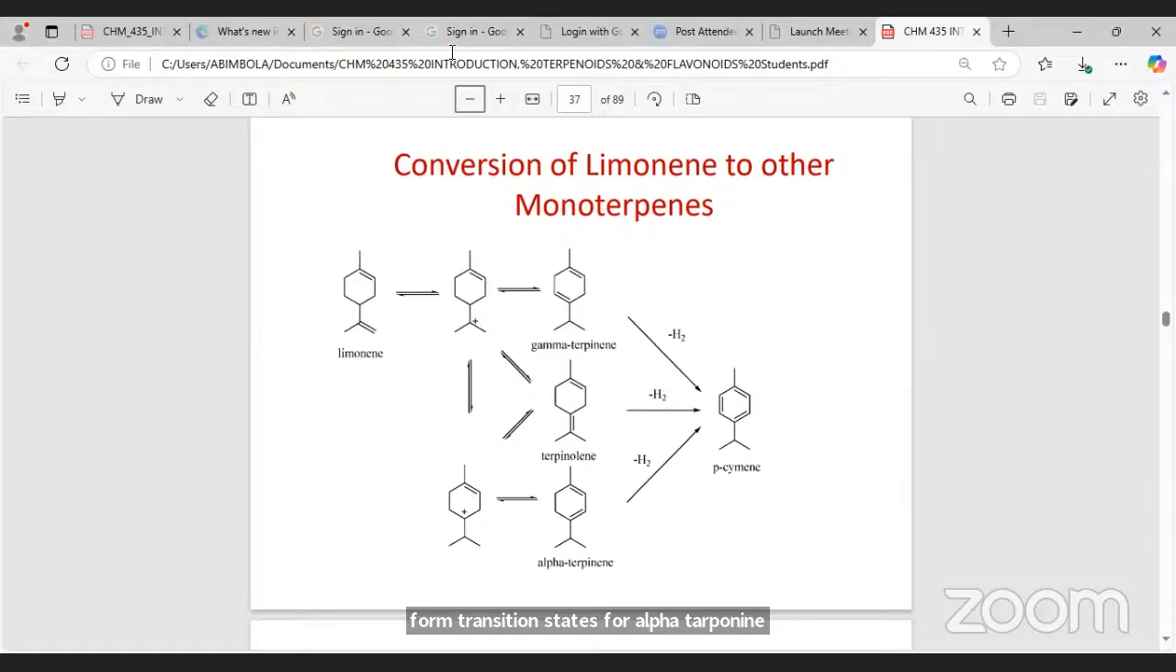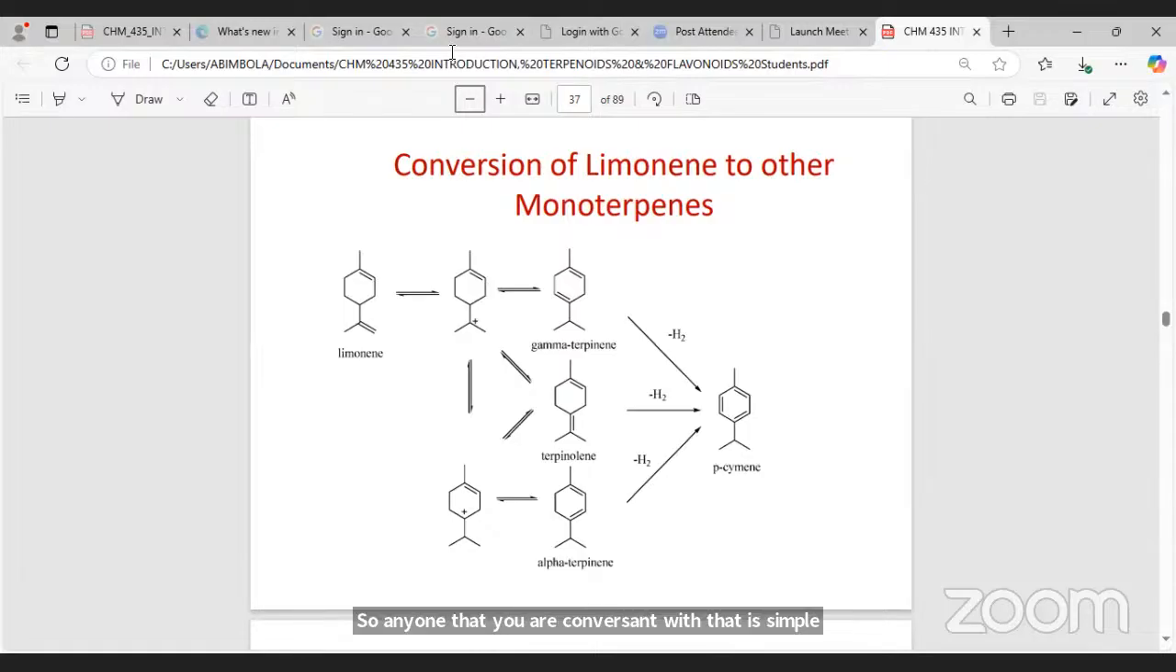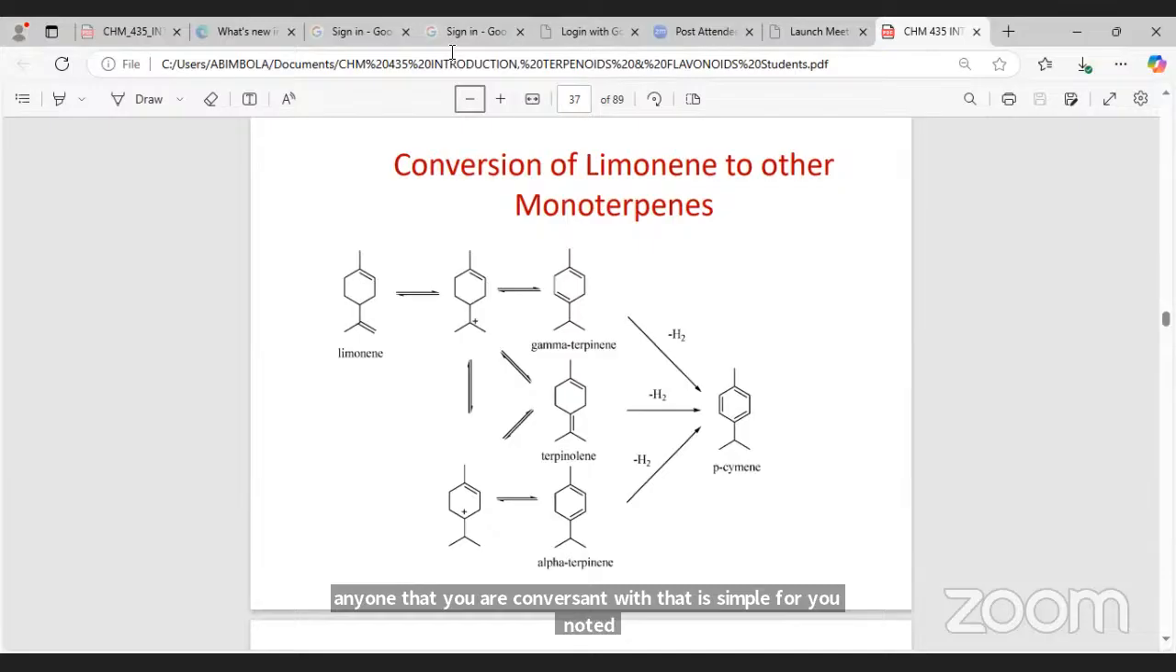There are how many routes? 3 different routes. So any one that you are conversant with that is simple for you, note it and follow it when the question comes. Are you okay, Aisha?